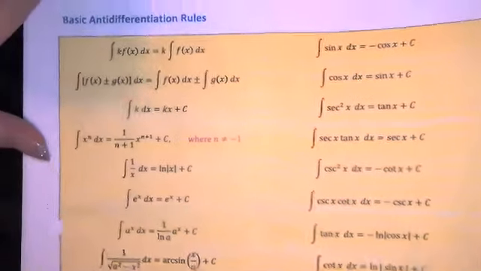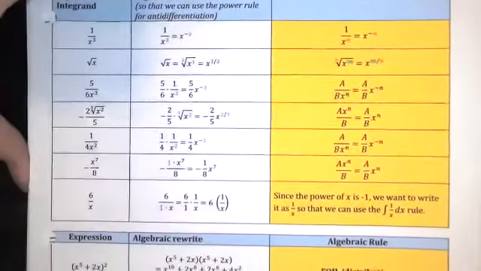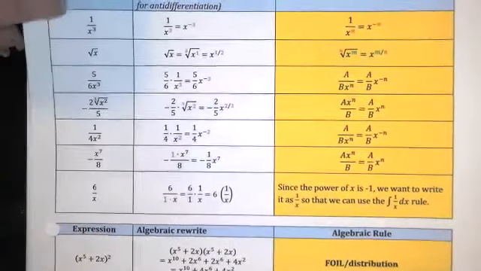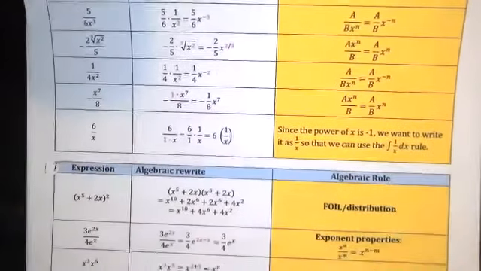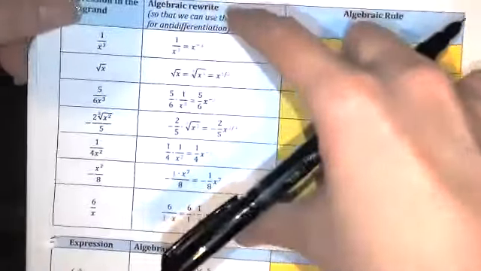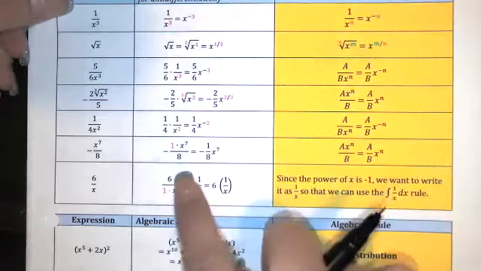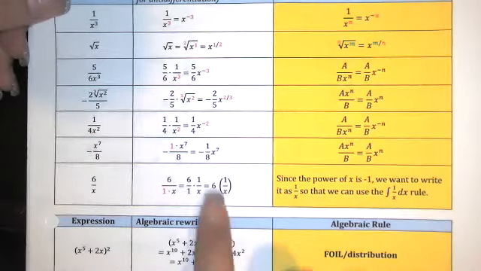Also, if you need algebra review, it's on the second page of your sheet. All of these beautiful rules that may seem simple are critically important when it comes to actually getting the right answer. This is what we tend to use here in this class because we like to write things as a constant times x to some power so that we can use our power rule.